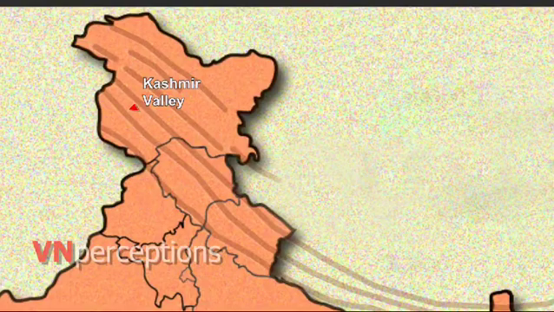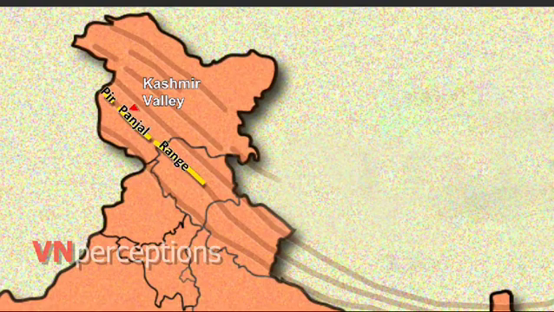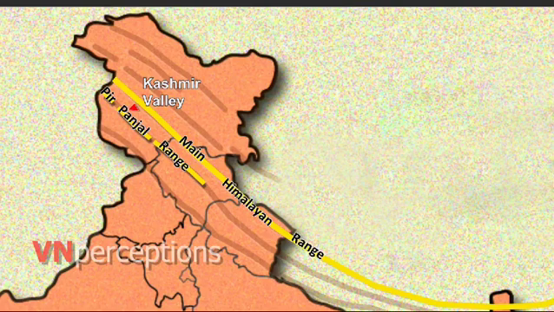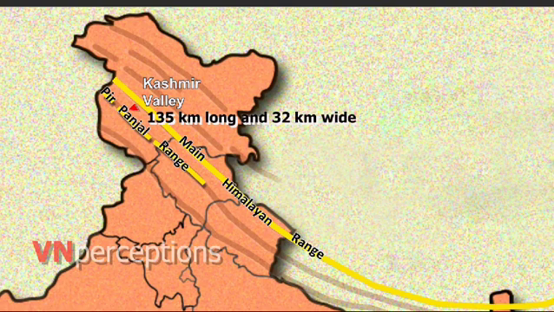The Kashmir Valley is bounded on the southwest by the Pir Panjal range and on the northeast by the main Himalayan range. It is approximately 135 kilometers long and 32 kilometers wide and is drained by the river Jhelum.